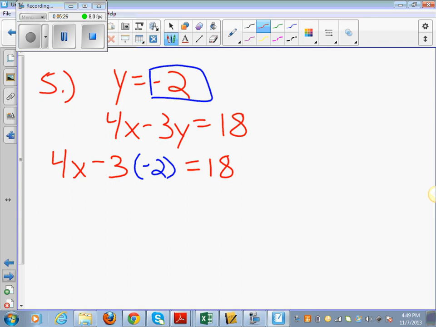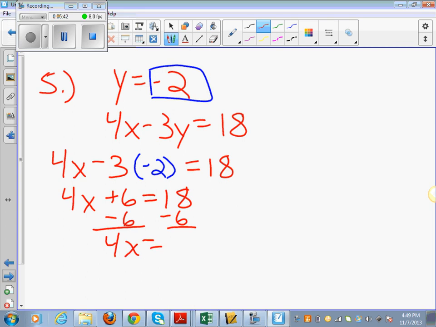So we need to simplify and solve this. So we get 4x, and then negative 3 times negative 2 is going to be positive 6. So we need to subtract 6 from both sides. And we get 4x equals 18 minus 6 is 12. We divide both sides by 4 to get the x by itself. We get x equals 3.